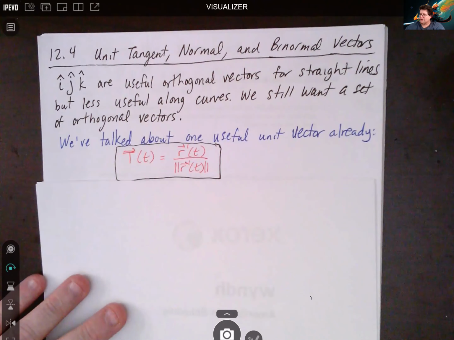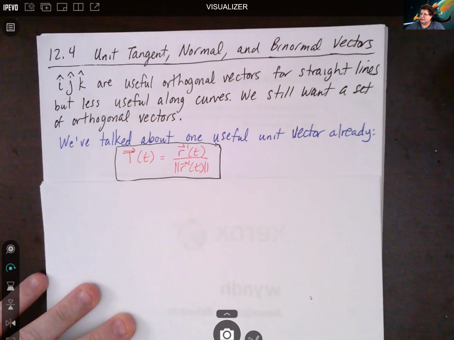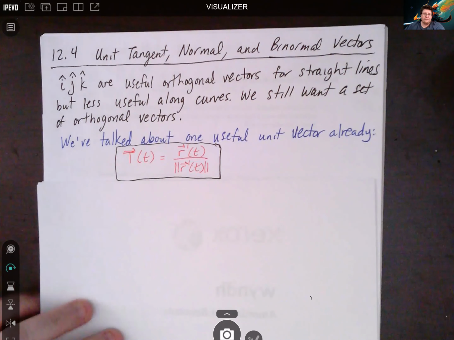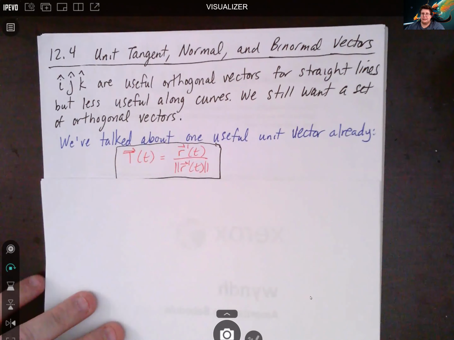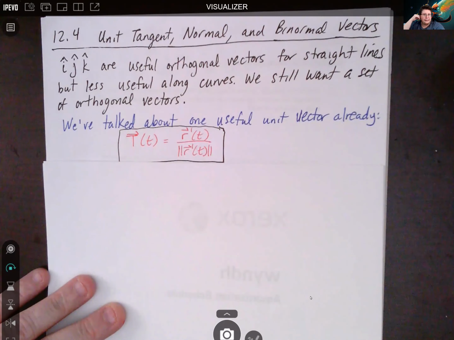We've talked about one useful unit vector already. It's the tangent vector. We talked about it in 12.3. The tangent vector is found by taking r prime and dividing it by its magnitude. So all of these are unit vectors that we want. This vector is effectively the tangent line from that point at a given t naught.